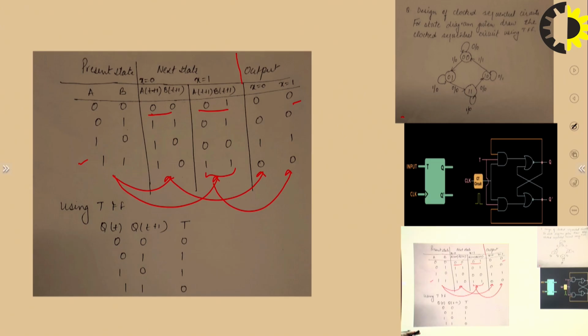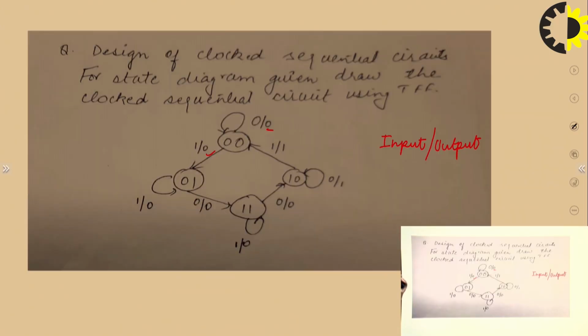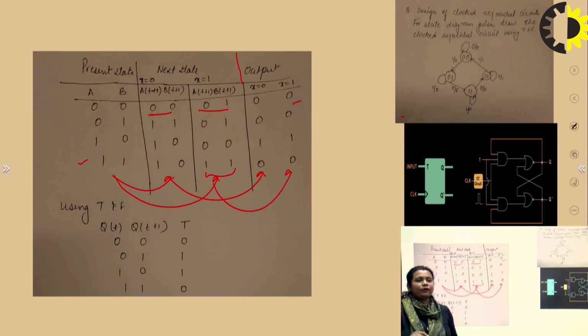Then in the question it is said that you have to use T flip-flop, right? So here in this question I am using T flip-flop. There may be a chance that they will ask you to use JK flip-flop. You can use D flip-flop. Any flip-flop they can ask.